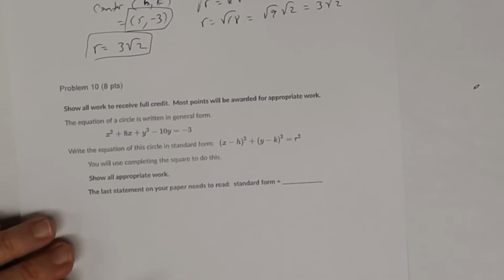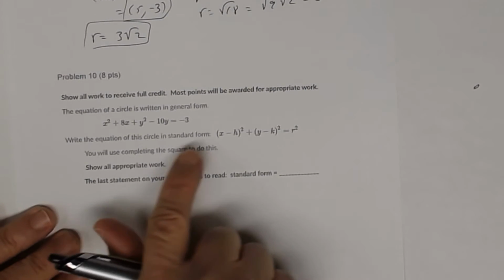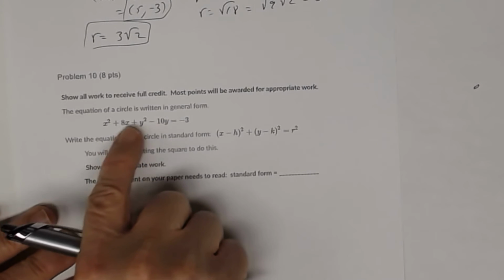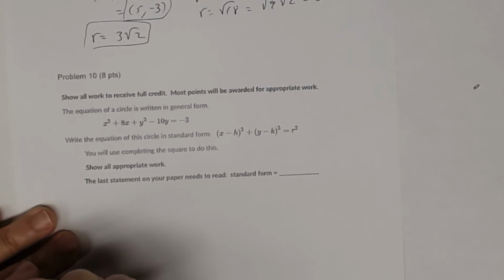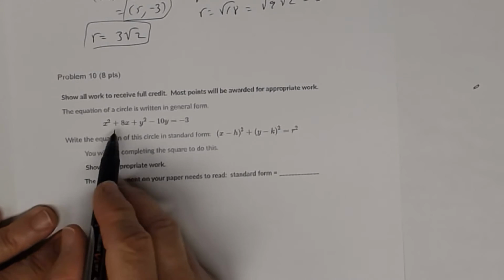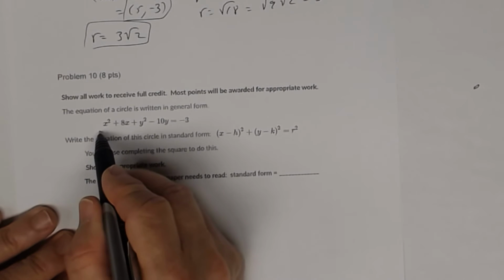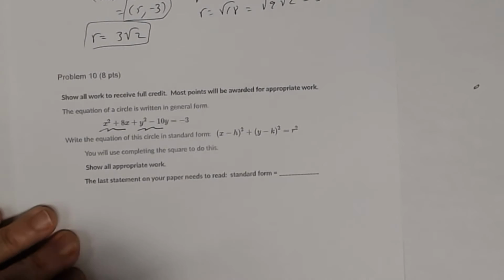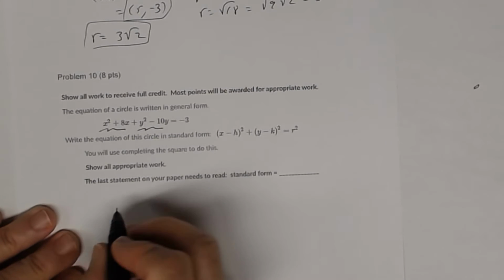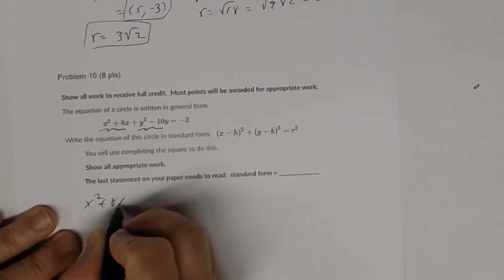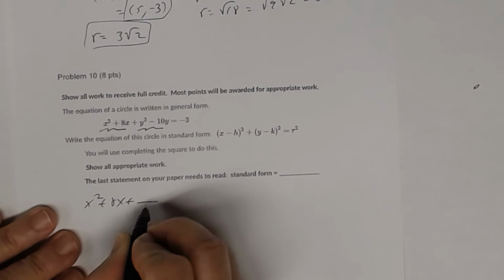Okay, number 10. So number 10, you want to rewrite this circle that's in general form into standard form, and you want to use completing the square. So remember, to do that, you're going to group the x's together and group the y's together. The good thing is that the constant's already on the other side. So I get x squared plus 8x plus, so I'm going to add some number to this.